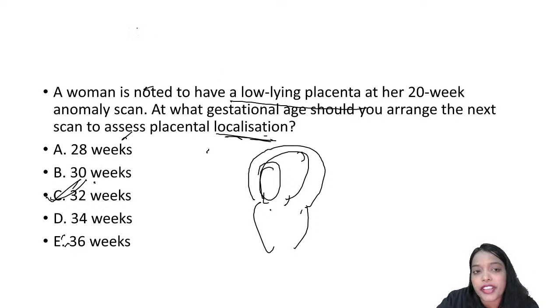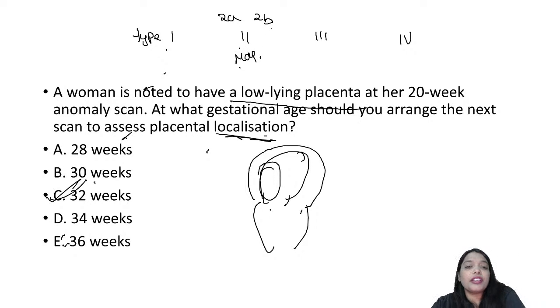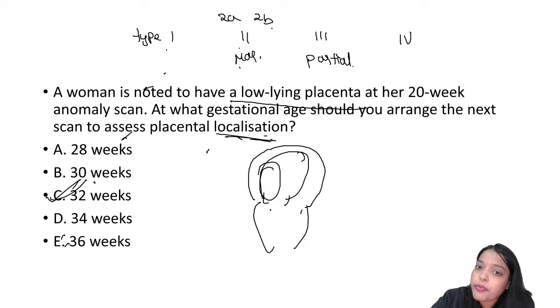Earlier we had a classification of placenta previa as type 1, type 2, type 3 and type 4. Right. Type 1 is low lying, that is within 2 centimeters from internal os. Type 2 is marginal. Again in type 2 you had 2A, 2B. 2B is posterior and dangerous placenta previa. Type 3 is partial. Type 4 is complete or total. Right.